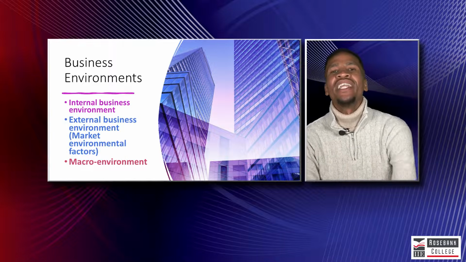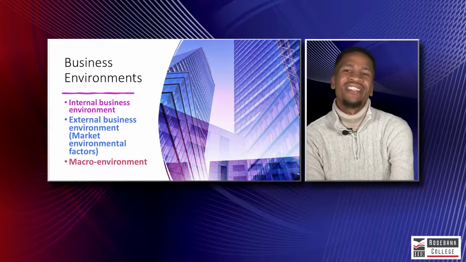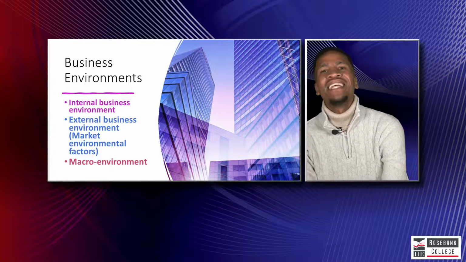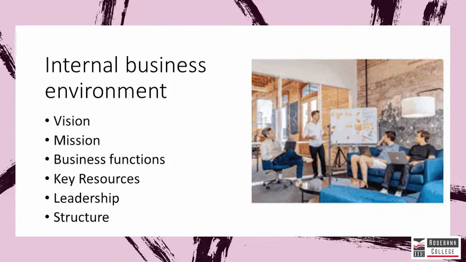Businesses operate within a complex ecosystem or business environment influenced by various external factors. Let's examine the three primary business environments. Number one, internal business environment, which covers factors such as the vision, mission, objectives, business functions, and key resources required by the business. In this area, management or owners have complete control over the internal affairs of the business.